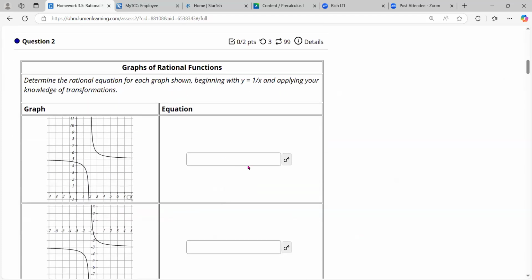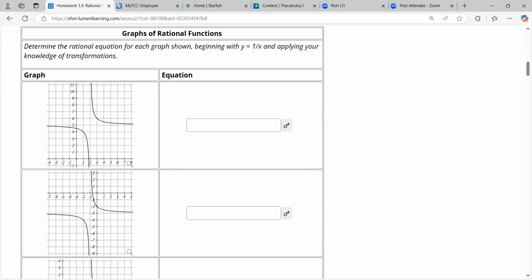Question number 2. Determine the rational equation for each graph shown, beginning with y equals 1 over x. So the mother function is 1 over x, and apply your knowledge of transformations. This question is also about the reciprocal function, which is rational, and its transformations. Let's see this one. Mainly, we want to look at the center, right? Yeah, the center of this one is 2, 5.